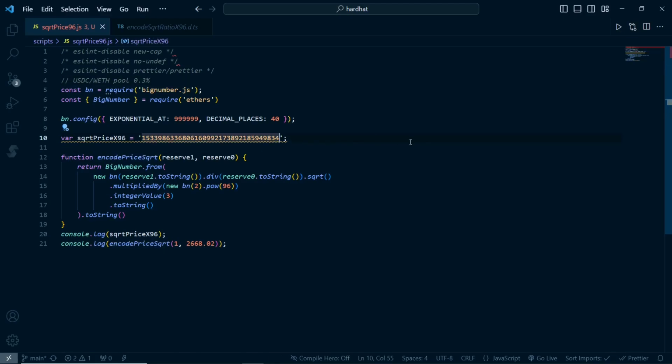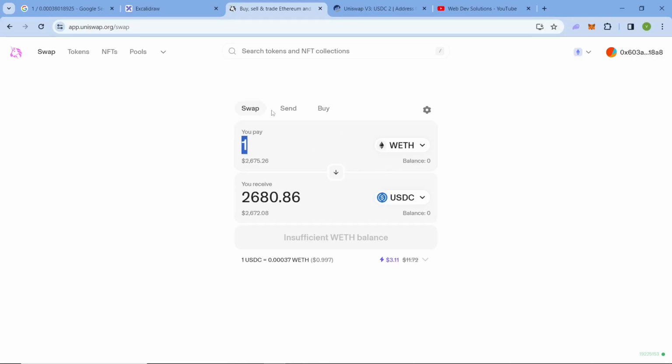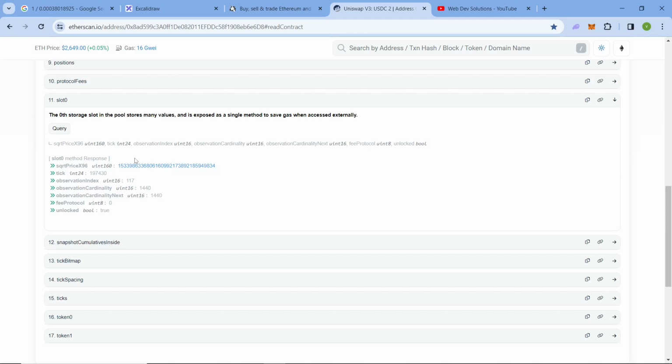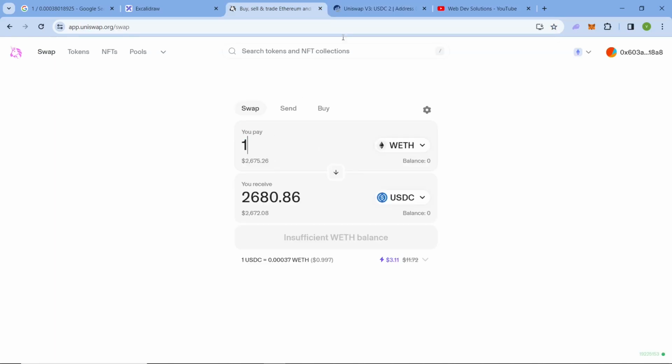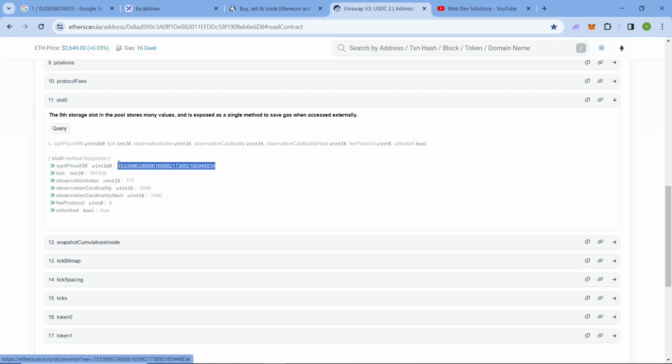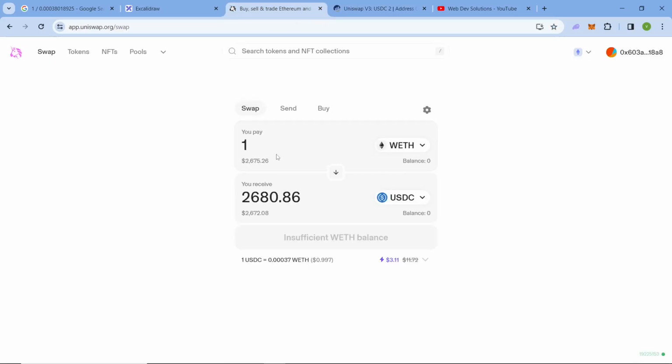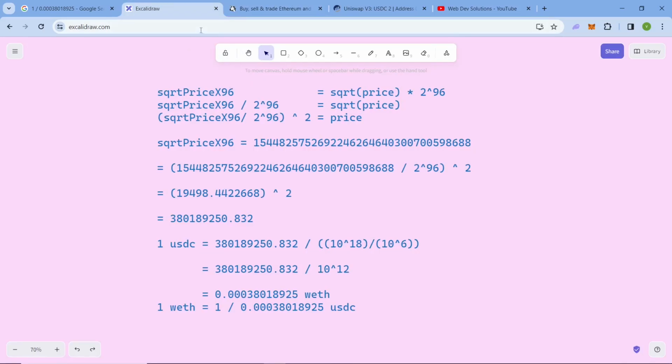Now let us see how exactly Uniswap shows this big number. As you can see, the variable is a big number, but how exactly is it shown like this in the UI? So now let us see that. Let's come to Excalidraw. The link will be in the description, I'll provide this link as well.